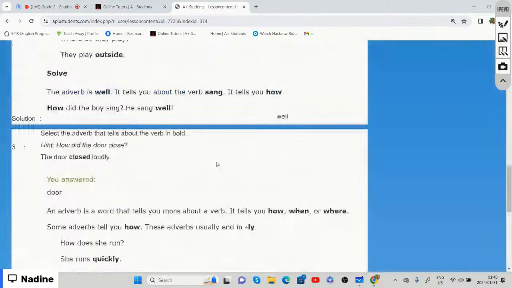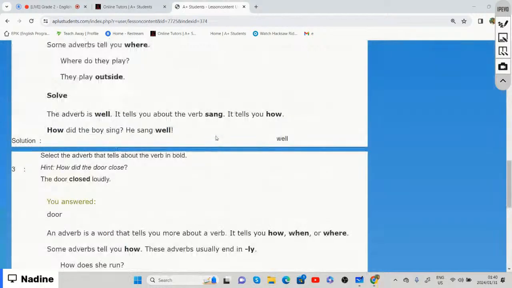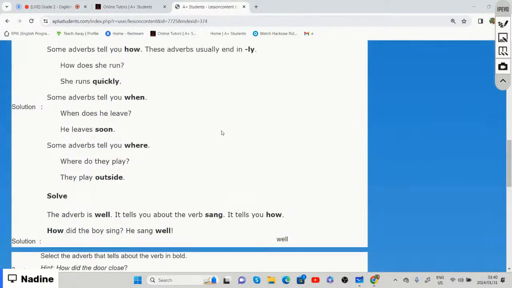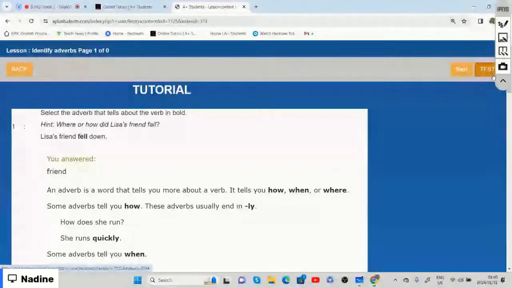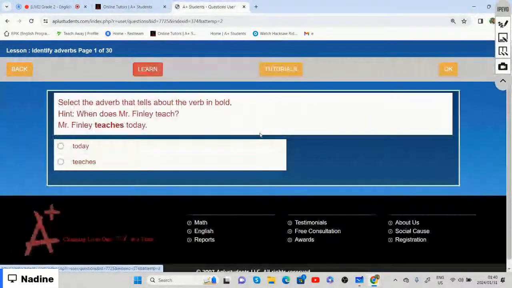So loudly, especially if we ask the question, how did the door close? How did something happen? So now we go to our test. We are now at the test. We need to identify the adverb. Select the adverb that tells about the verb in bold.